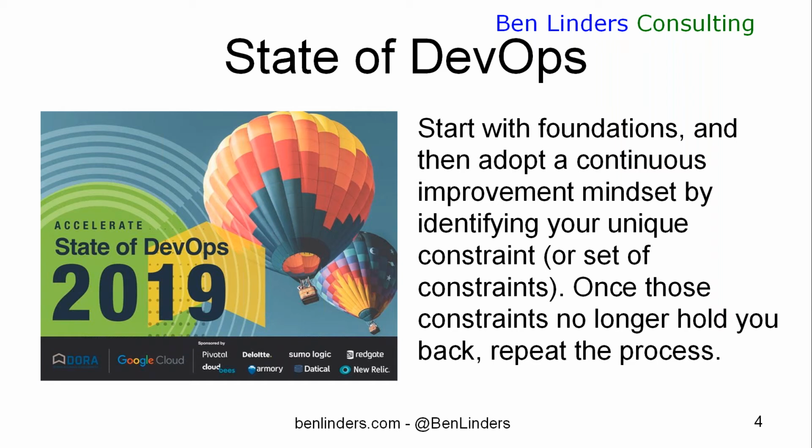Once those constraints are out of the way, they say repeat the process. So you're going to be looking at what's the biggest constraint right now? What's the stuff that's blocking me right now in my organization to really deliver value? And how can I get that blockage, that constraint out of the way? So again, this is a journey of continuous improvement where you start with the foundations and then keep on improving and keep on finding better ways to do stuff in your organization.